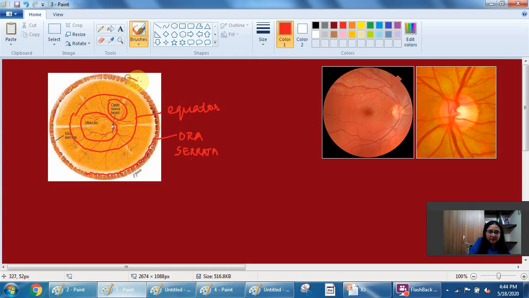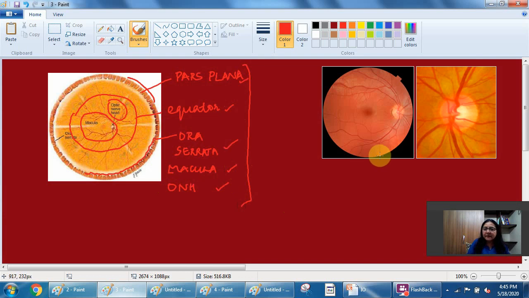This brown ring which you are seeing is actually the pars plana, which is the posterior part of the ciliary body. So all these structures are visible with the indirect ophthalmoscope. It provides us with a complete examination of the retina: optic nerve head, macula, ora serrata, equator, pars plana.